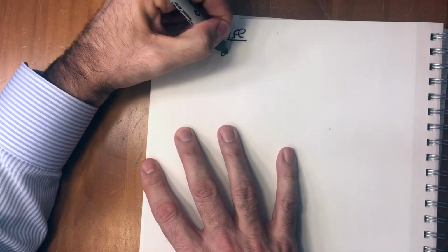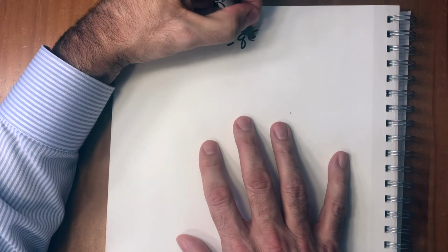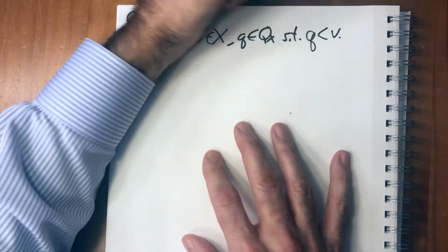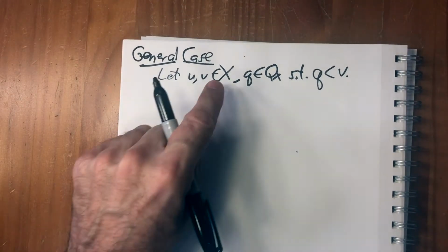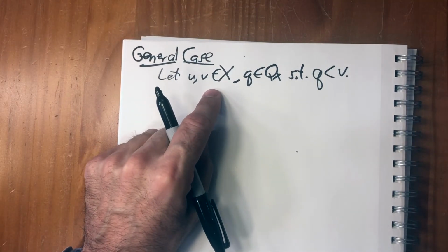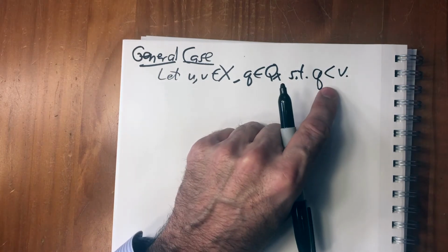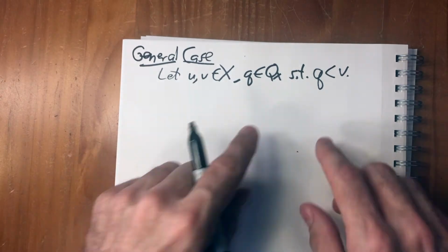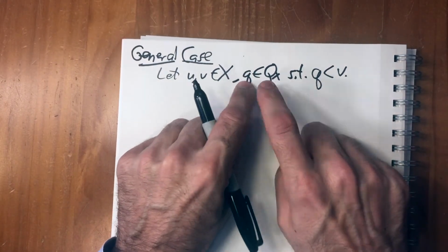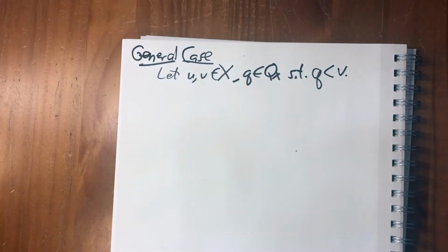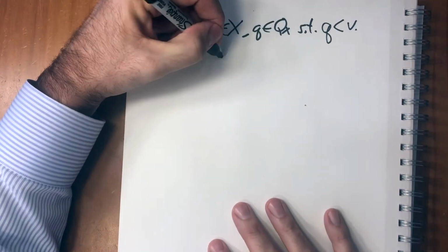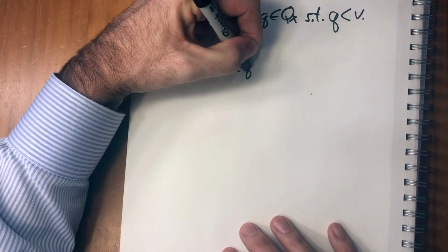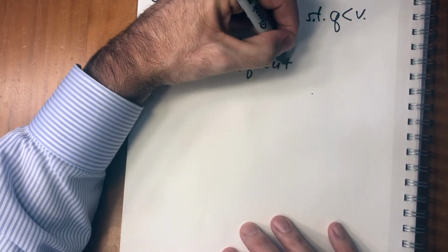Let u and v be elements of x, and let q be an element of the rationals such that q is less than v. Okay, so these are now arbitrary reals. q is a rational such that q is less than v. So before, v was already rational, now v is also a real, but we're just going to start with rationals that are less than v and see what we can conclude from that. So we'll start with q less than v. That implies, add u to both sides, we have that u plus q is less than u plus v.